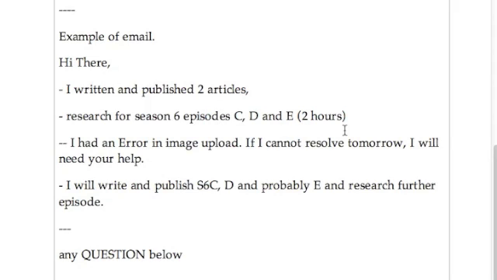Now, if you say here, I researched episodes, season 6, episodes C, D, and E, and you put here 4 hours instead of 2 hours. Well, 4 hours is a considerable time. Yeah, it's half of a working day. That's why I said we all need to learn how to use Evernote efficiently as a tool. Evernote, as you know, is a database.